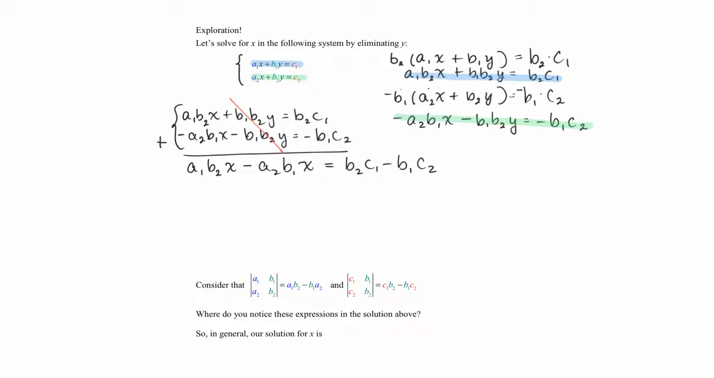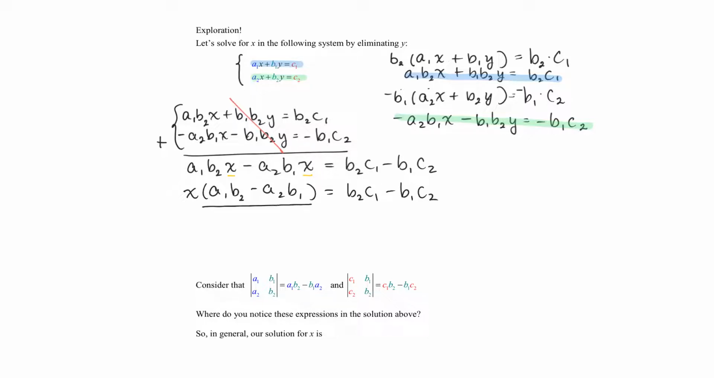Okay, all I did was add these two. And because I don't know what the values of these coefficients are, I have to be very general and just say this term minus this term equals this term minus this term. Now I have a common factor of x, and I'm going to go ahead and factor that out. And I'm going to be left with a sub 1 b sub 2 minus a sub 2 b sub 1. And that's equal to b sub 2 c sub 1 minus b sub 1 c sub 2.